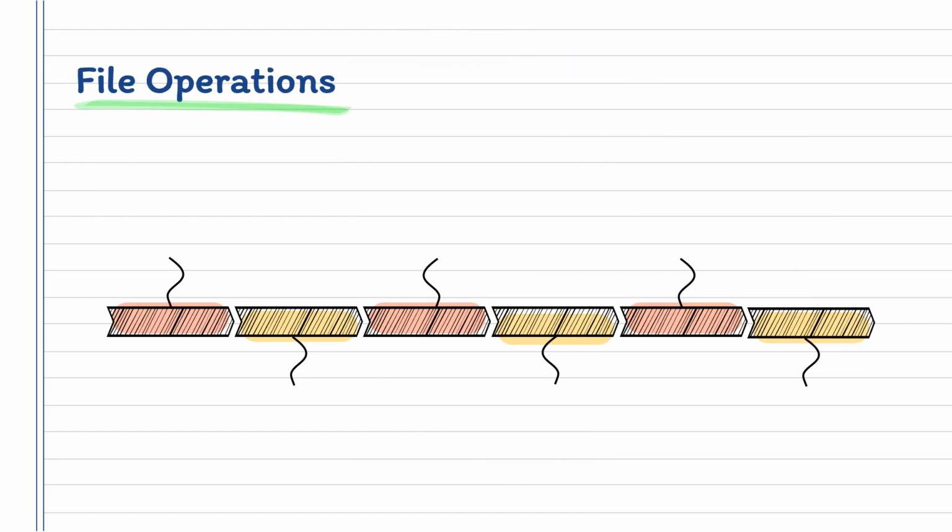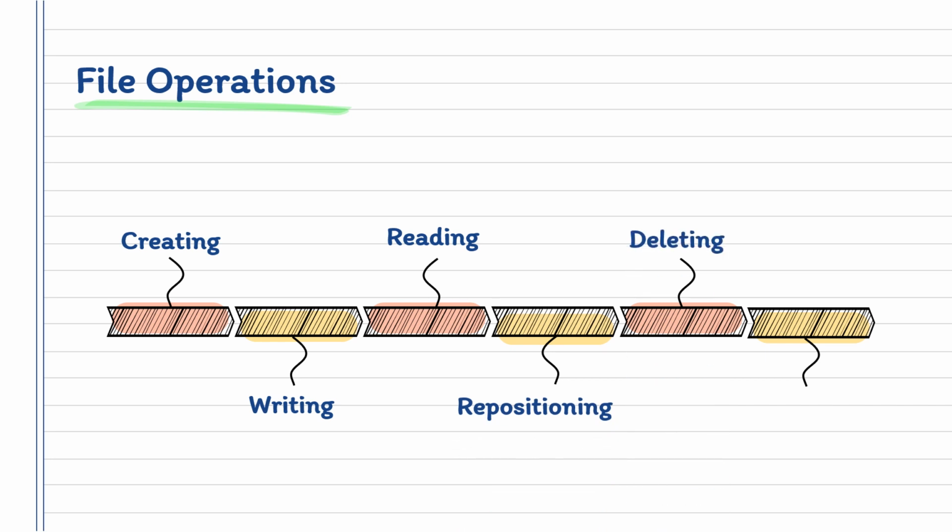Some of the prominent file operations are creating a file, writing a file, reading a file, repositioning within the file, deleting a file, and truncating a file.